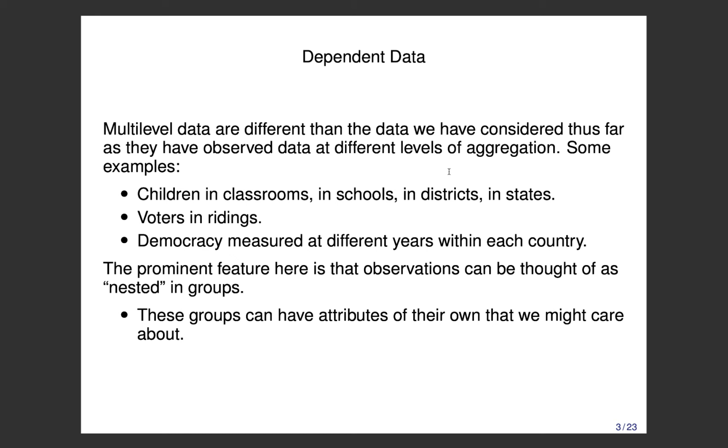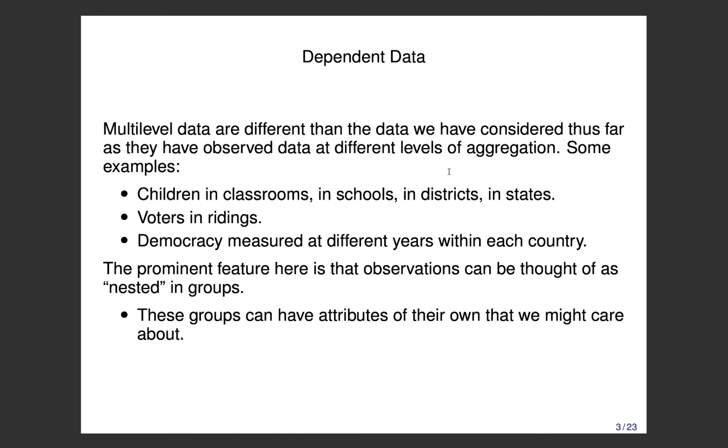So one example, and the canonical example, is children in classrooms in schools, which also are nested in districts and then also in states or provinces. And it might be that there are attributes of all of those levels that are important, right? The children have attributes that might explain their performance, but they all share a common teacher, right? Maybe there are attributes of the teacher that explain their performance as well.